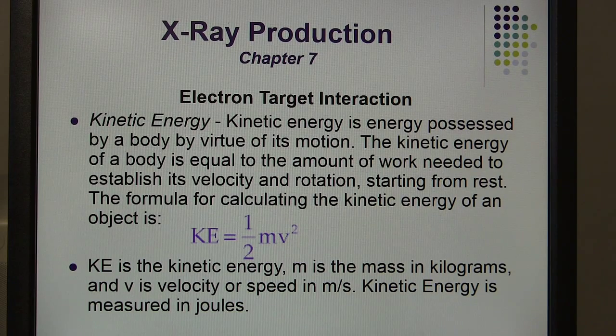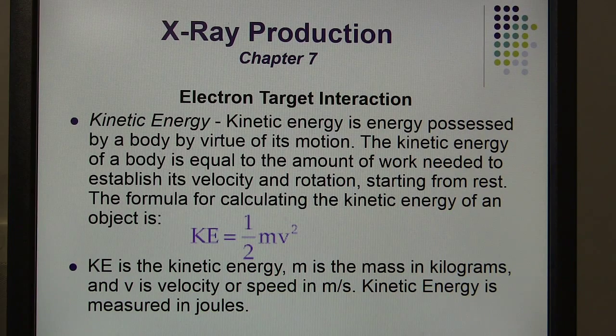Again, if you recall from a few days ago, we had a definition of kinetic energy. Just to repeat that, kinetic energy is energy possessed by a body by virtue of its motion. And the body we're talking about right now is the electrons, and the motion is the speed with which they impact that target. We said the interactions result in X-ray energy being produced.